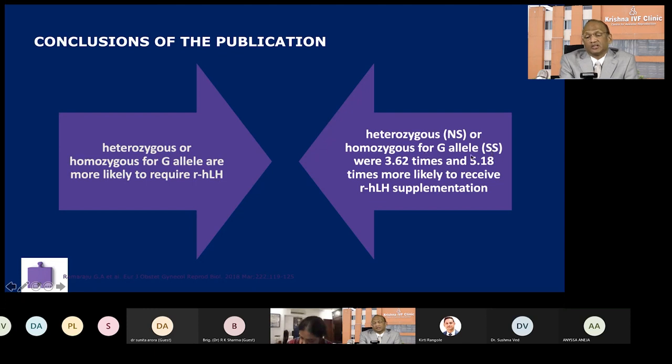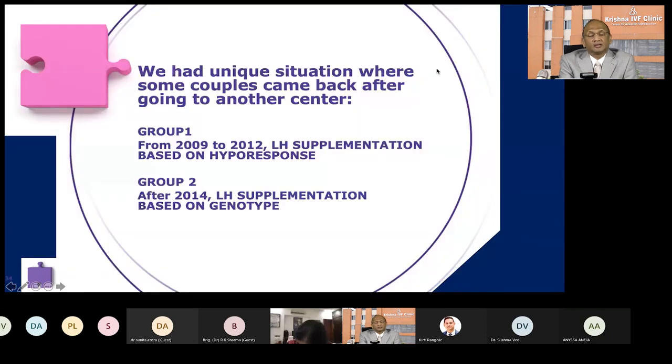Patients heterozygous or homozygous for G alleles were 3.6 times and 5.81 times more likely to receive LH supplementation. This was a retrospective study, and these were the findings. We had another unique situation.